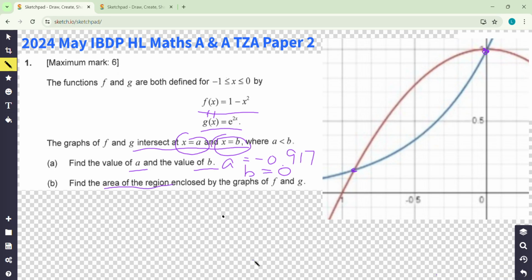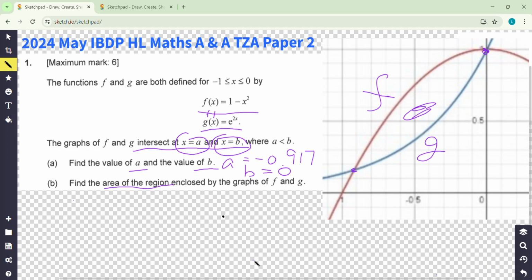So enclosed by the graph, so this one. Okay. But which is f and which is g? Yes, so remember this is f and this is g. So it should be f minus g or g minus f. F is on top, right? So it should be f minus g.